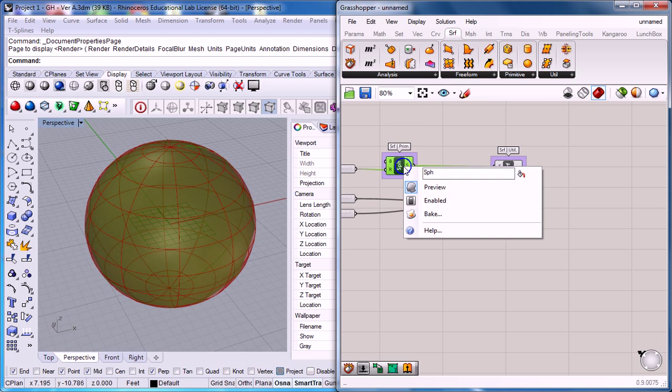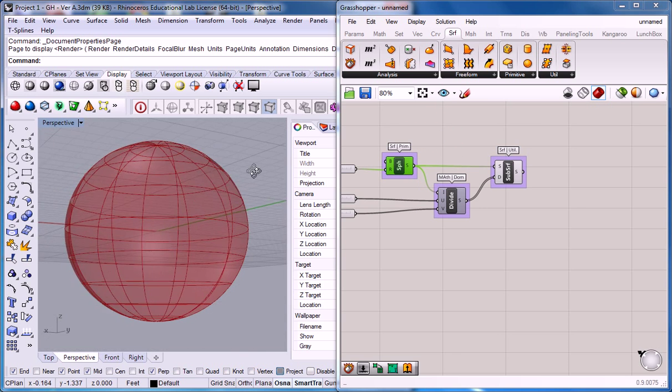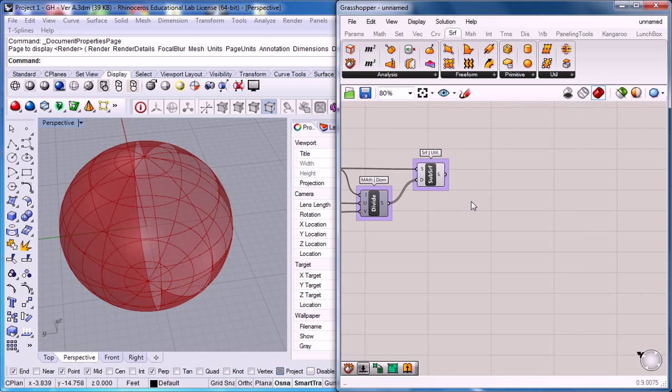All right, so I can turn my original sphere off, and then you can see here that we actually have our sphere fully subdivided, and then we can begin to work with it. Do you recall how we begin to break it apart into its component parts?